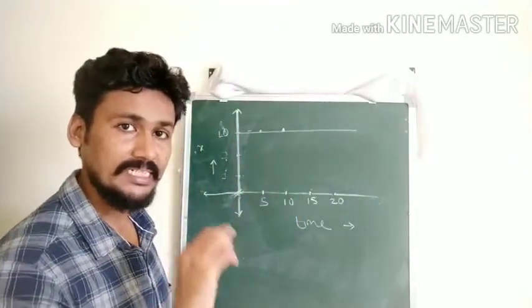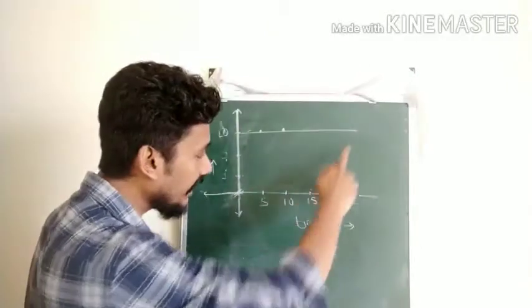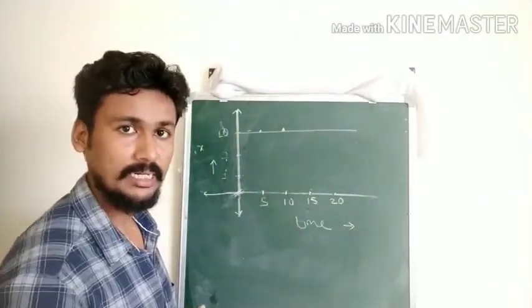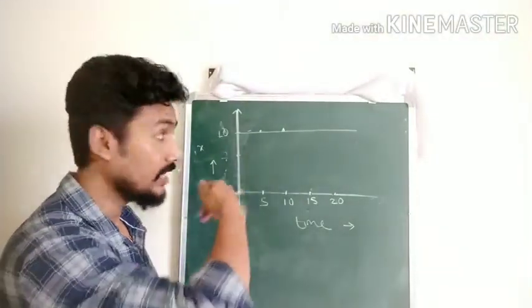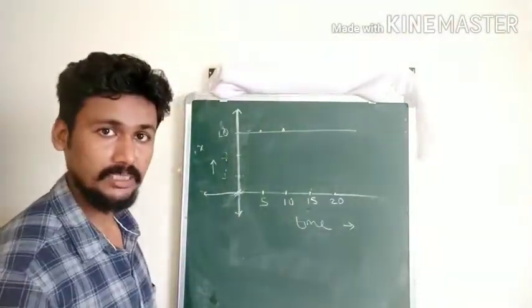So if an object is at rest, the graph will be a straight line parallel to the x-axis, or the time axis. So this is how you can understand whether there is motion taking place or if the object is at rest.